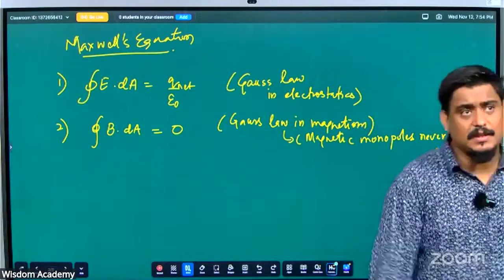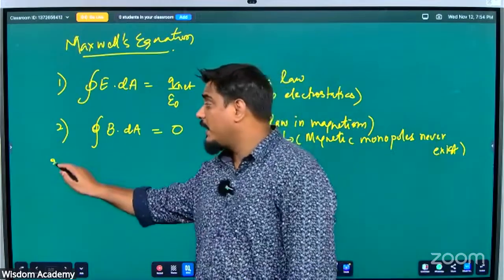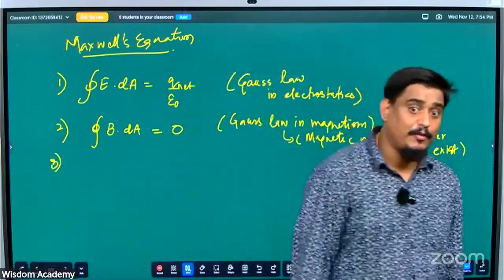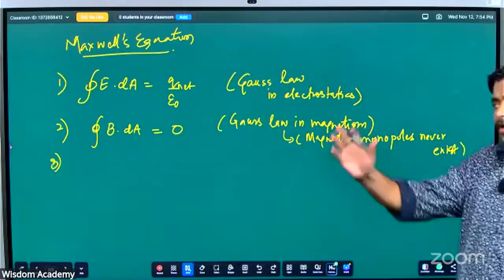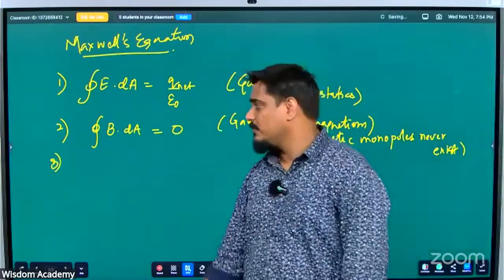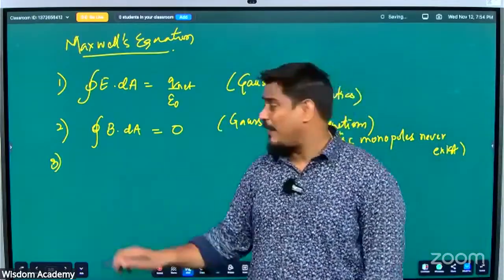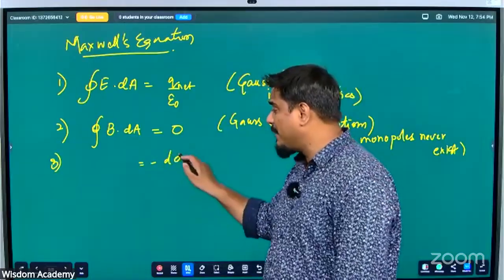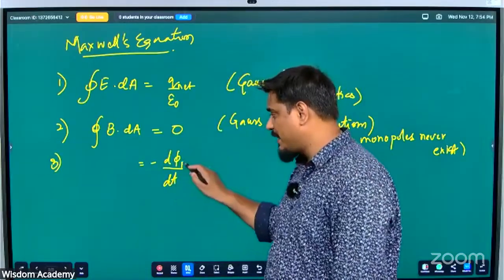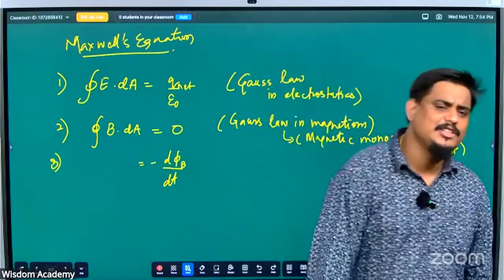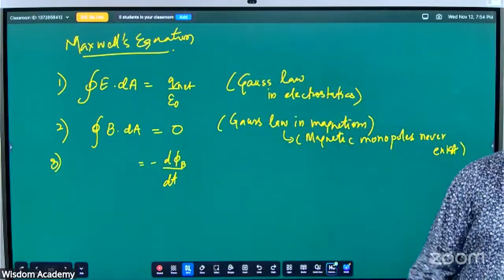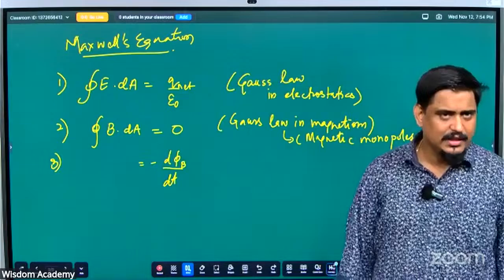Then comes the third law, which you learned in the electromagnetic induction chapter, Faraday's law. I will include Lenz's law and write. So as per Faraday's law, I should write minus d phi by dt, which is obviously magnetic flux. Minus d phi by dt is equal to induced EMF, isn't it? I hope you remember Faraday's law.